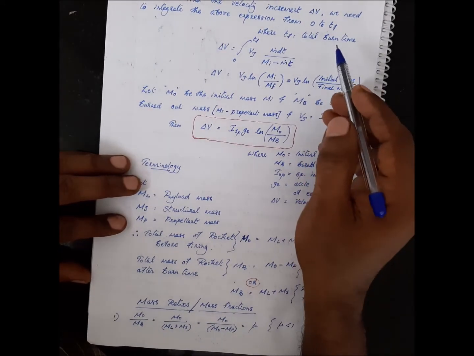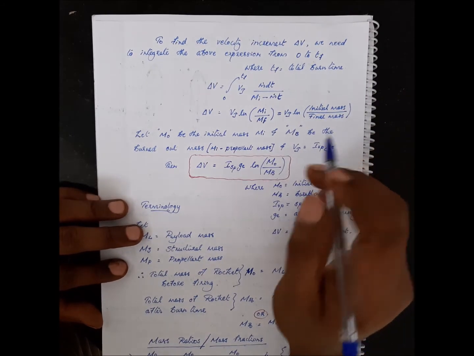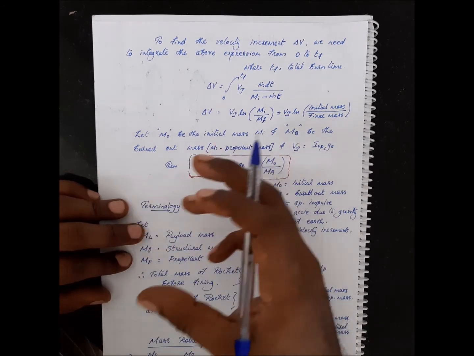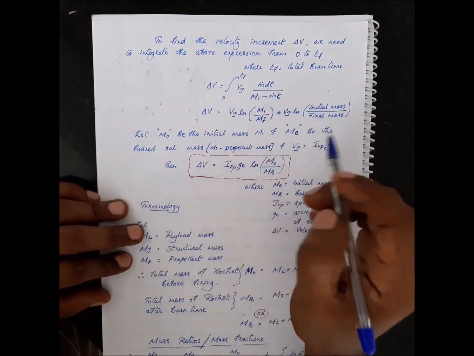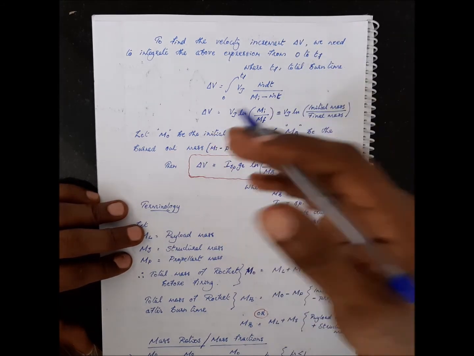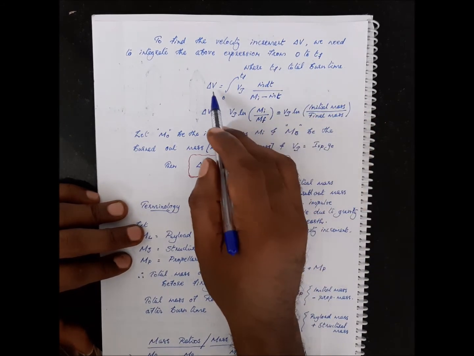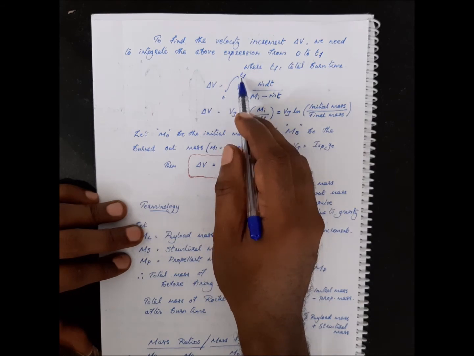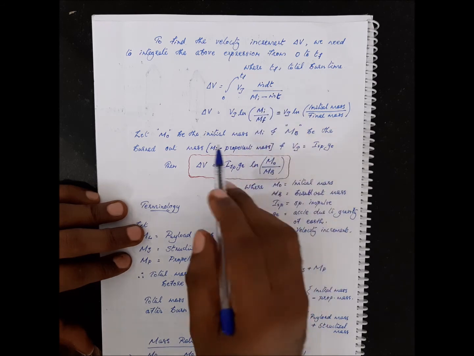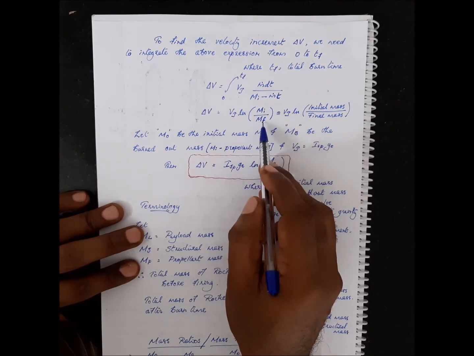To find out the velocity increment delta v, we need to integrate the above expression. We have a small expression between t and t plus delta t, so if you want the exact expression, you need to integrate from 0 to tf, where tf is the final time until which you burn the propellant, the total burn time. So delta v is the integral from 0 to tf of vj m dot dt divided by (mi minus m dot t). You integrate that and you get vj into ln (mi by mf).